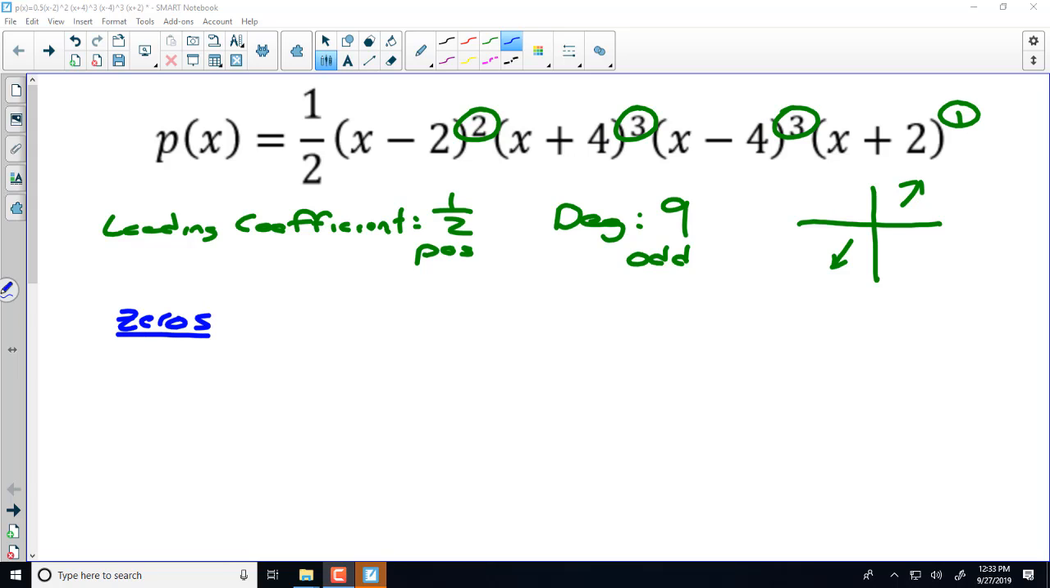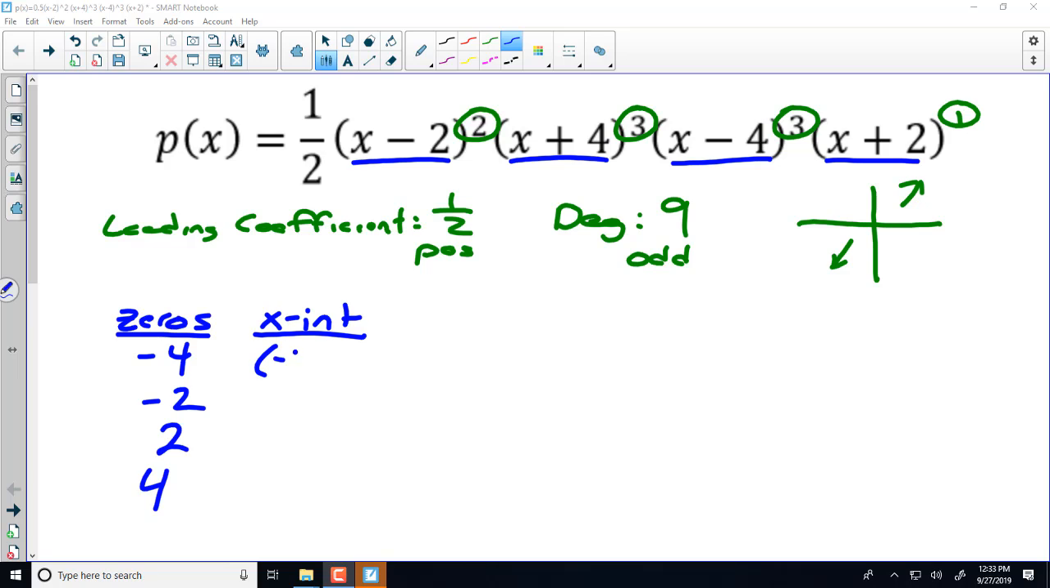Okay, let's look at our zeros. So I like to write them from smallest to largest, so we're going to have a -4, and we're going to have a -2, and we're going to have a 2, and a 4. Those are all real numbers, so we're going to convert them into x-intercepts. So -4, 0, -2, 0, 2, 0, 4, 0.